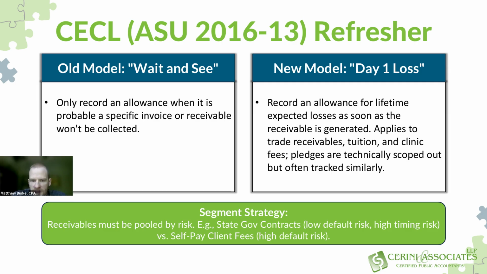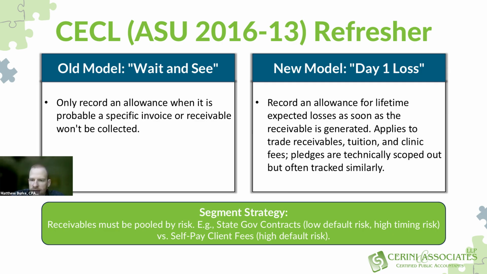The new model doesn't like that. It's more conservative. And this comes from banking. So everything that happens at a much larger level, when the banks are overvaluing their loan portfolios, that unfortunately eventually trickles down to nonprofits who really don't seem to be affected by this, but they become affected by it. So the new model is on day one, you have to record a loss for projected future bad debts. So you record an allowance for the lifetime of expected losses as soon as the receivable is generated.